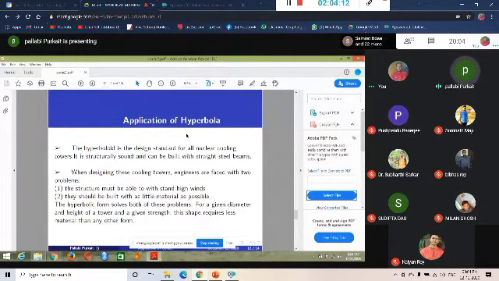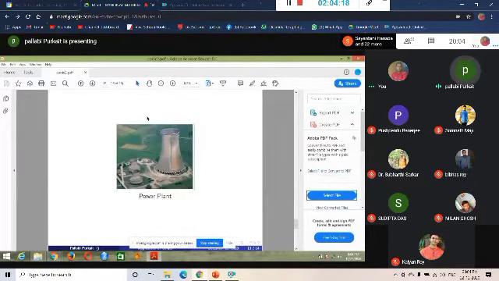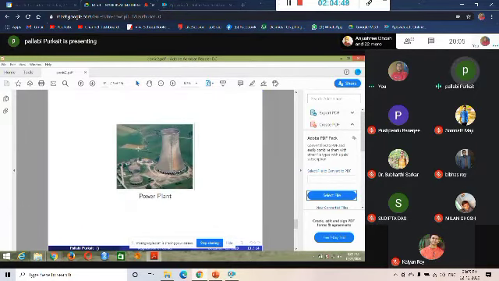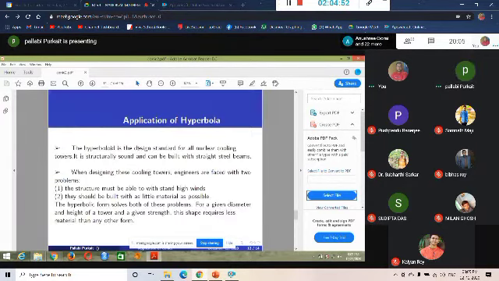Hyperbola is actually the design standard for all nuclear cooling towers, which look like this. You can see it, a power plant, and it is structurally sound, and it can be built with straight steel beams. When designing the cooling towers, engineers faced two types of problems. First, the structure must be able to withstand high winds, and second, it should be built with as little material as possible. The hyperbola solves both of these problems, because for a given diameter, height of tower, and strength, the hyperbolic shape requires less material.